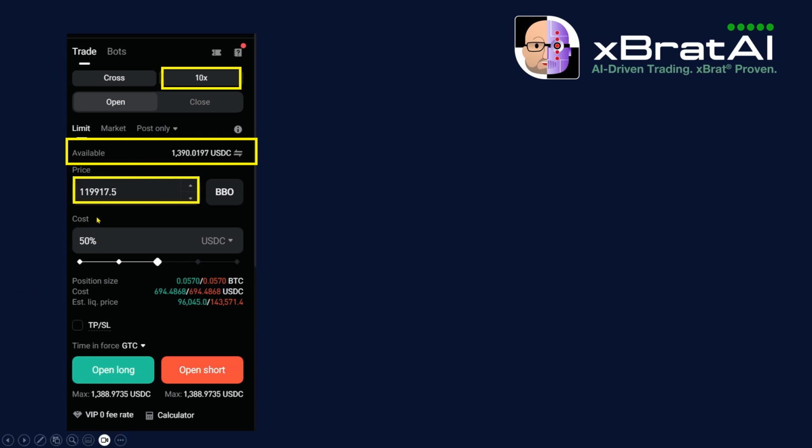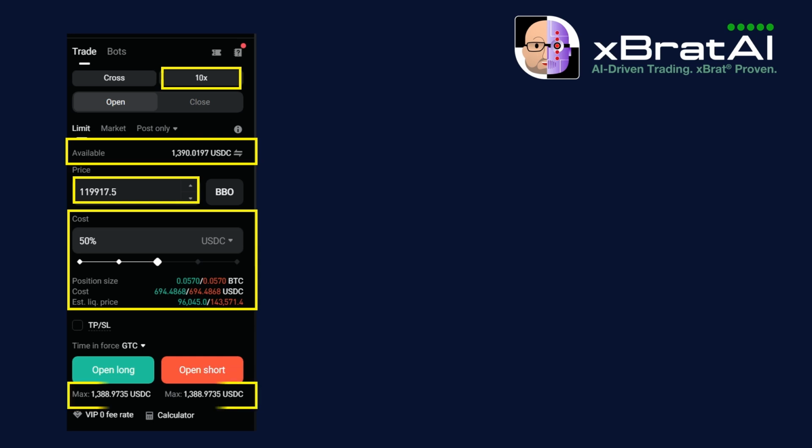This is the underlying price of Bitcoin right now, of 190,917.5. So this is the cost of the trade, and we're going to go into that in more detail in a minute. And then we have the maximum available for longs, and then a maximum available for shorts. You'll notice this is slightly less than the available account balance here, because there are going to be fees, so they want to make sure you can cover those as well.